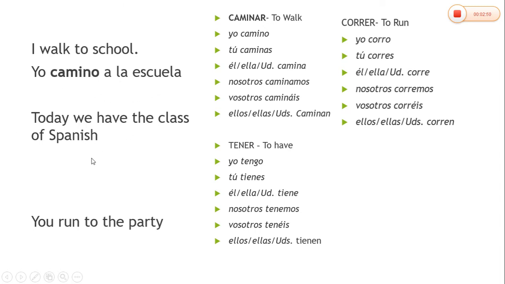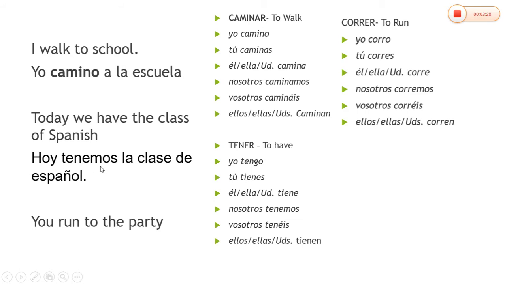Today we have the class of Spanish. So let us see what is the verb used. That is the first thing you have to do to translate the sentences. The verb is have. To have in Spanish is tener. Yo tengo, I have. Tú tienes, you have. Él, ella, usted, he, she, you, formal, has. Nosotros tenemos, we have. Vosotros tenéis, you all have. Ellos, ellas tienen, they have. Ustedes tienen, you all have.